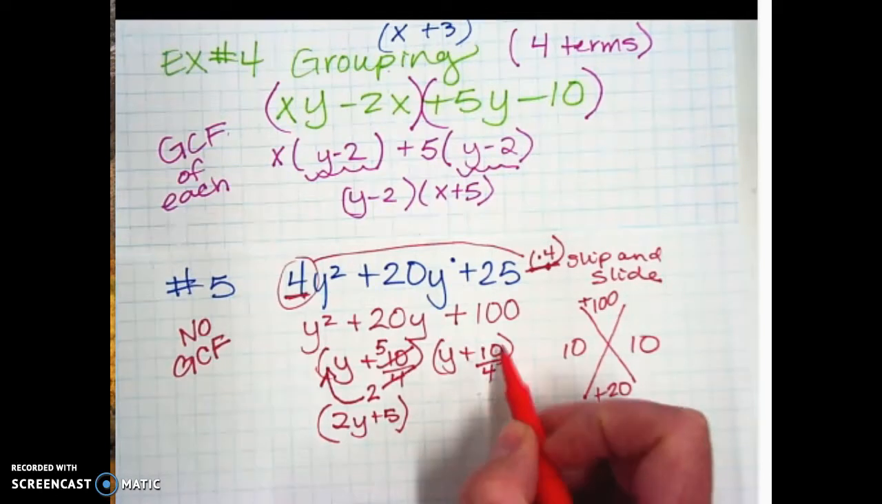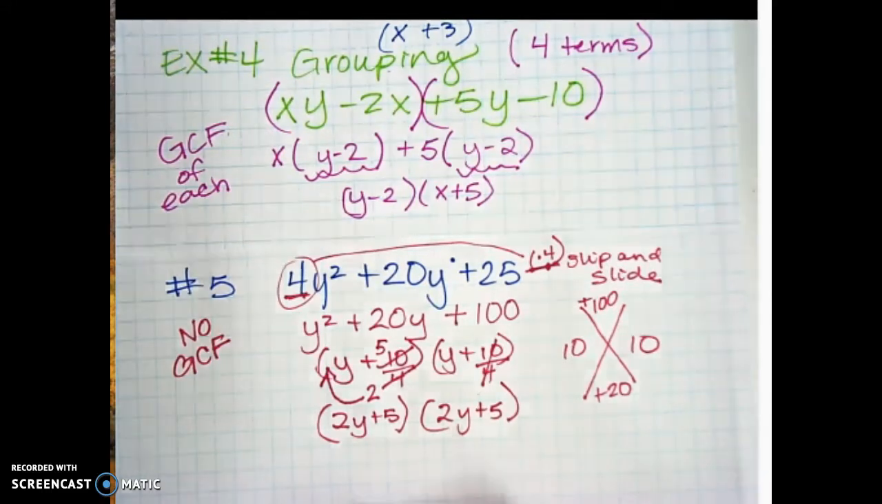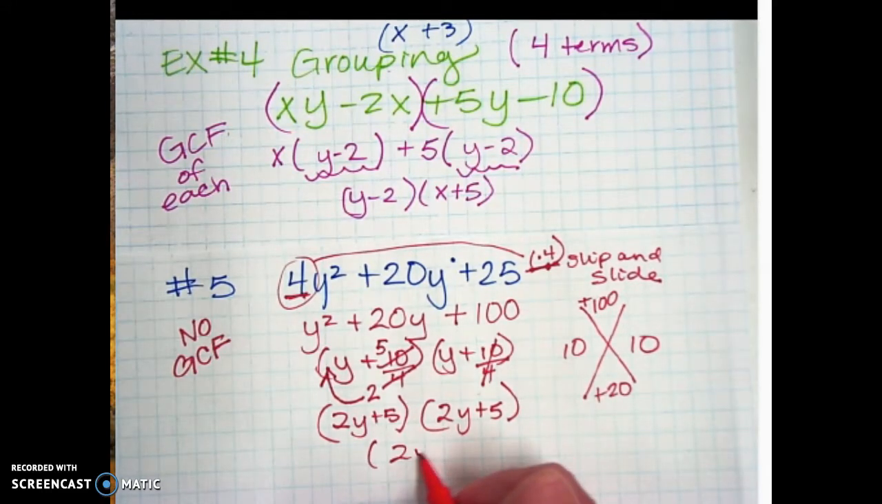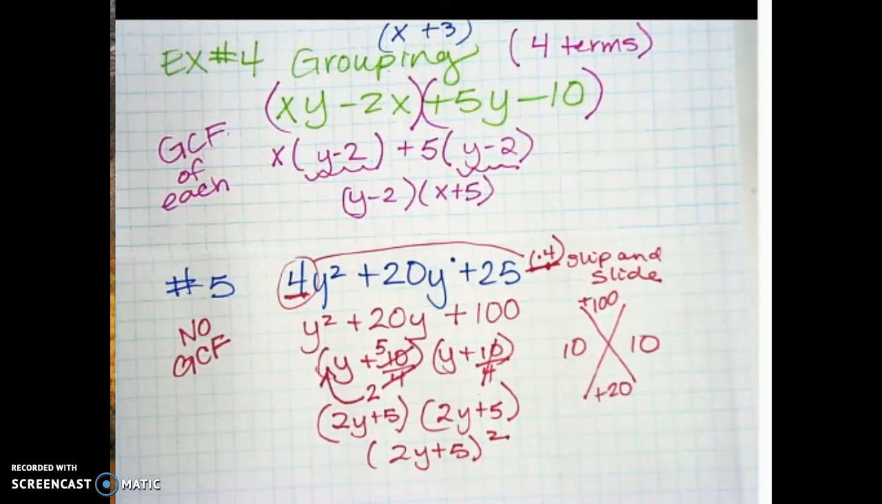And this one should be the same. This will reduce to 5/2, so it's also 2y plus 5. And you can rewrite it like this, 2y plus 5 quantity squared, because they're the same, right?